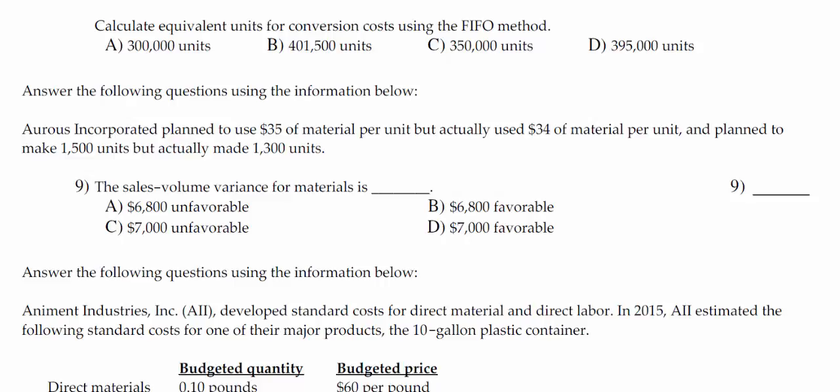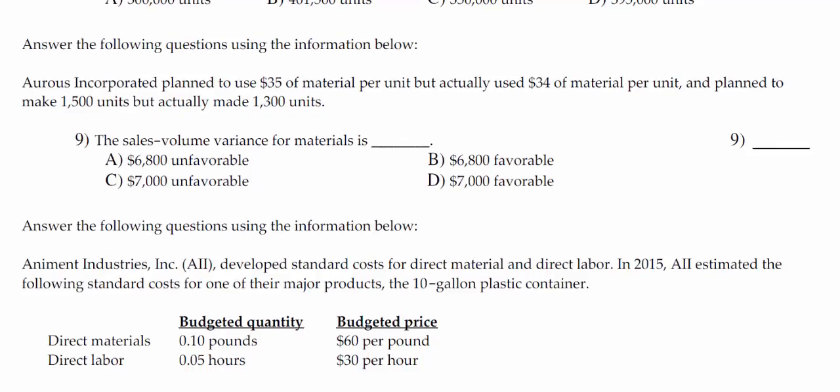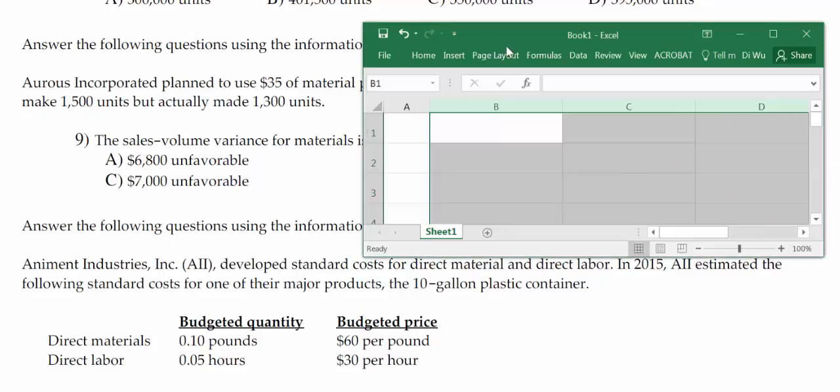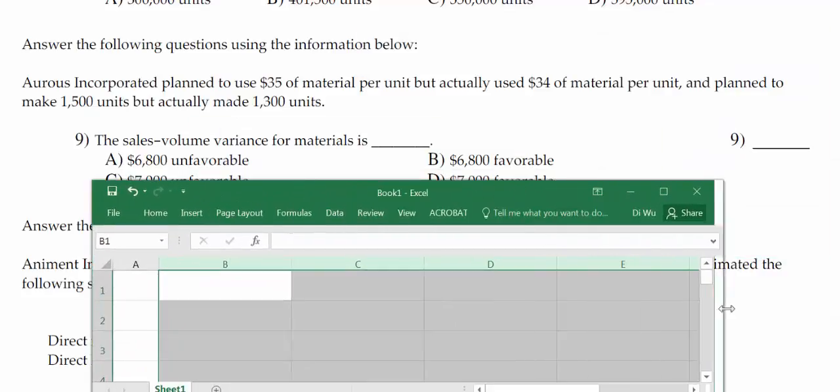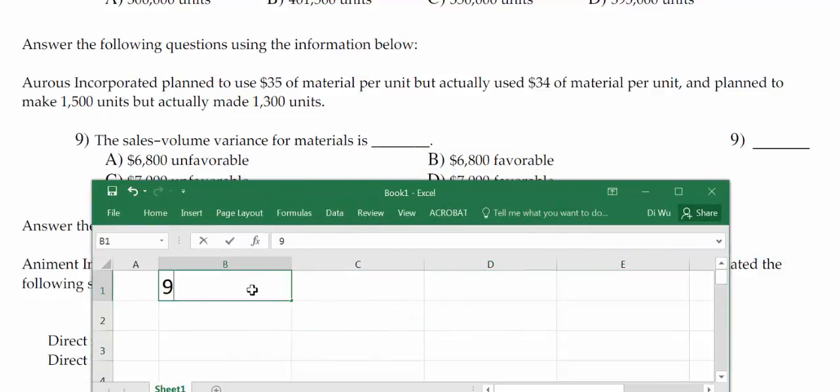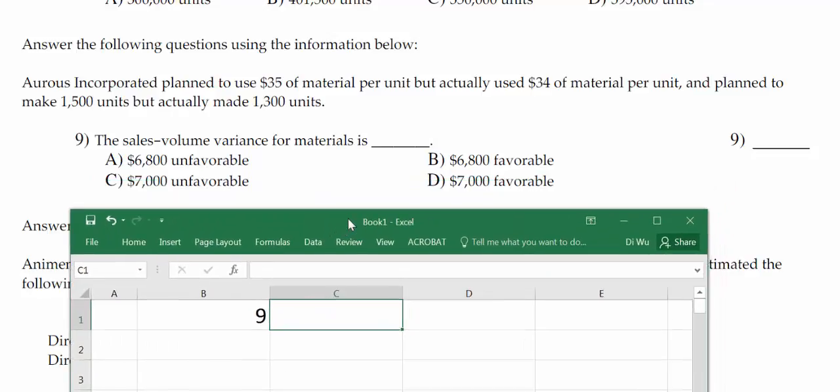So now I just need to clarify what is the right answer and why that's the right answer. If you take a look at question 9, let me use my Excel file so that I can show you some calculations to remind you. For question 9, first of all, you need to have a master budget, and you have a flexible budget.